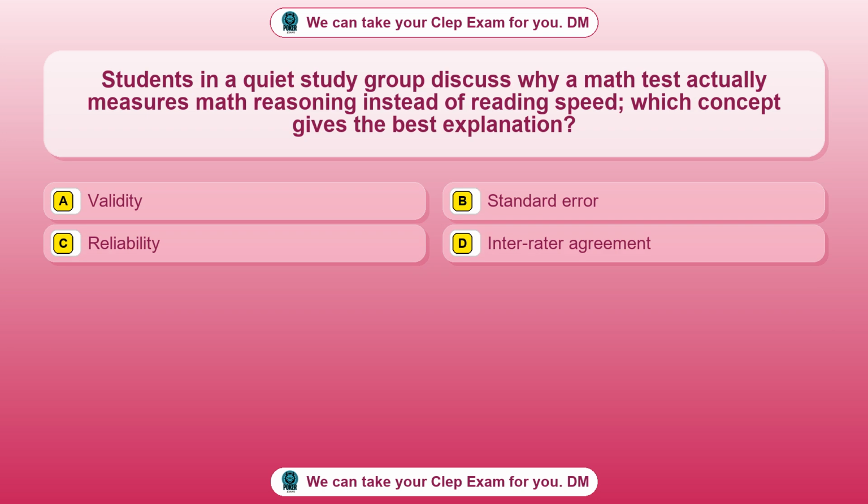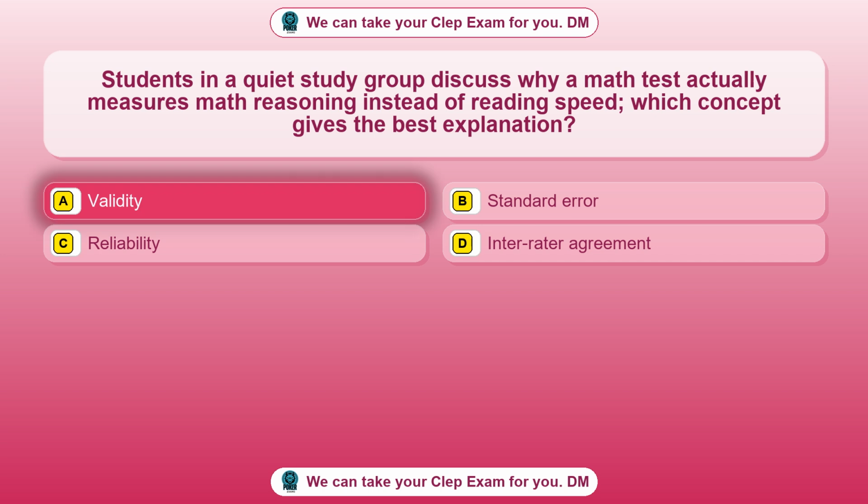Question 57. Students in a quiet study group discuss why a math test actually measures math reasoning instead of reading speed. Which concept gives the best explanation? Option A, validity. Option B, standard error. Option C, reliability. Option D, inter-rater agreement. The correct answer is option A, validity.